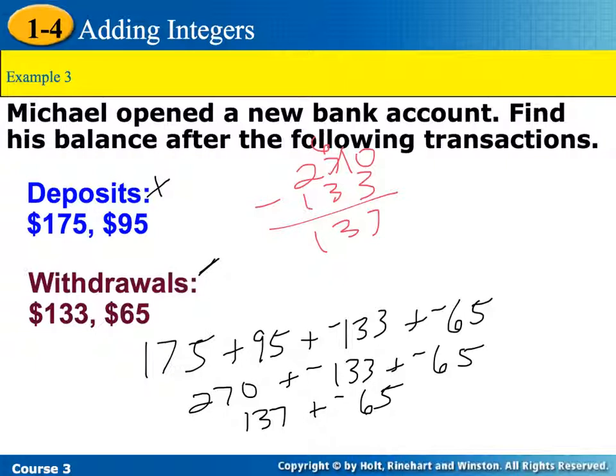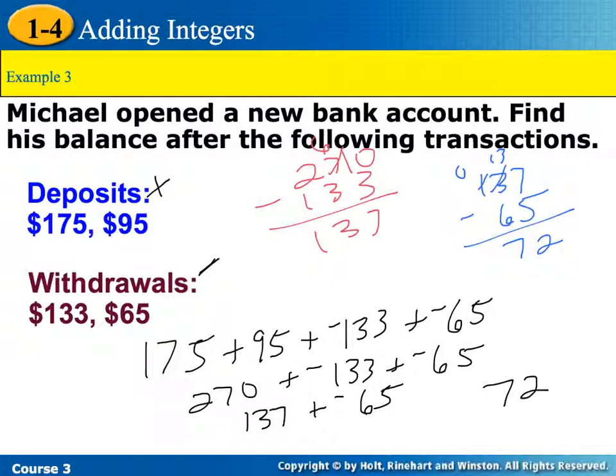So 137 plus -65. Do we have the same sign? No. Different signs, which means we have to find the difference. 137 minus 65, when you do this, you get 72. My answer, after all of these deposits and all of these withdrawals, is $72.